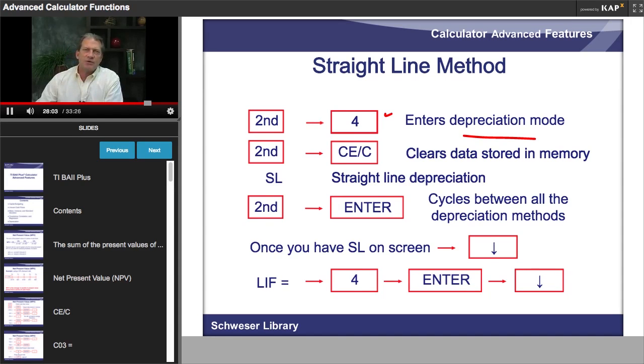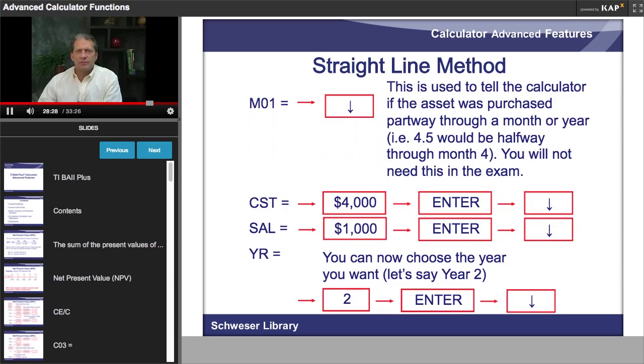It's the second function above the 4 key. Clear everything out of there using second and your clear entry. And then enter, and it cycles between the different depreciation methods. Once you have straight line depreciation on the screen, then scroll down and enter the life, 4 years. Then the next one, MO1.